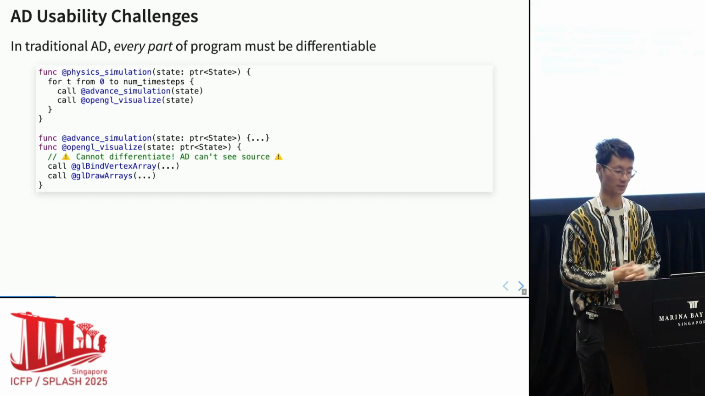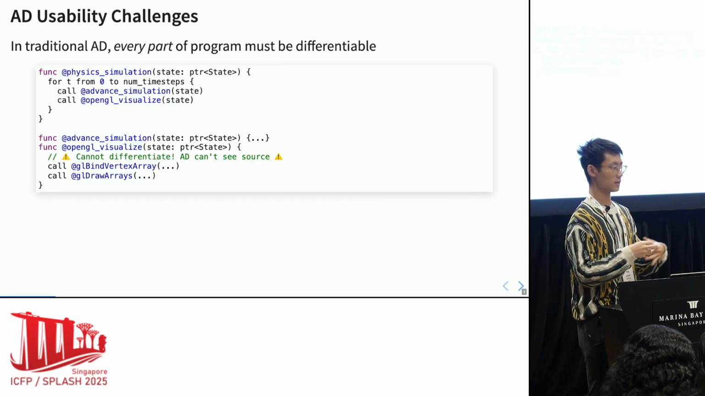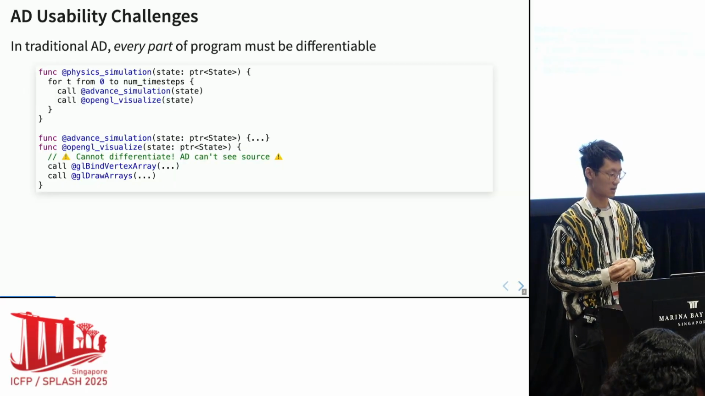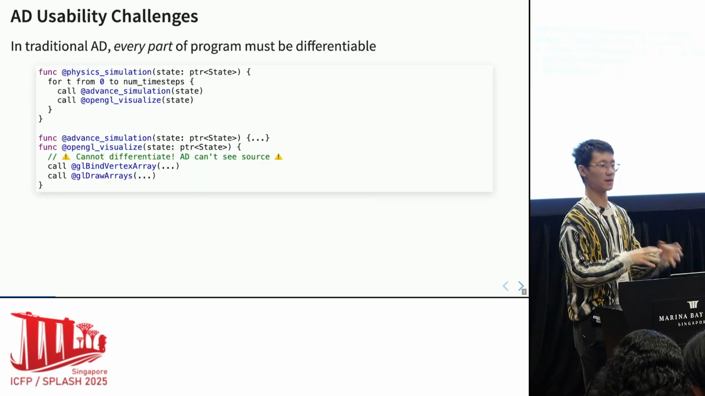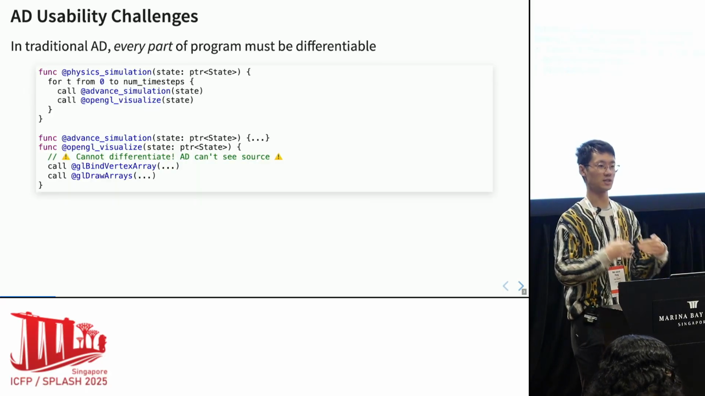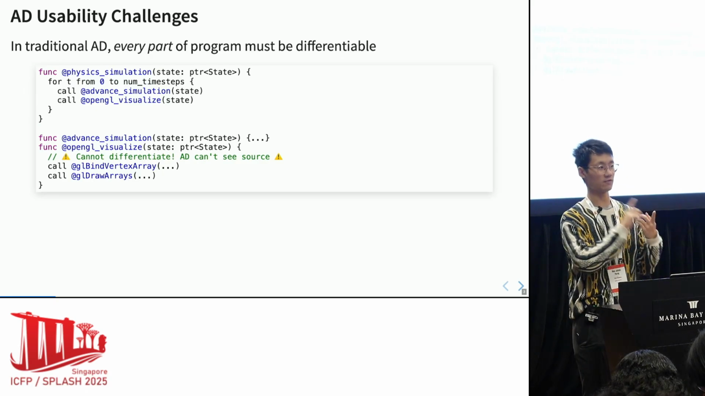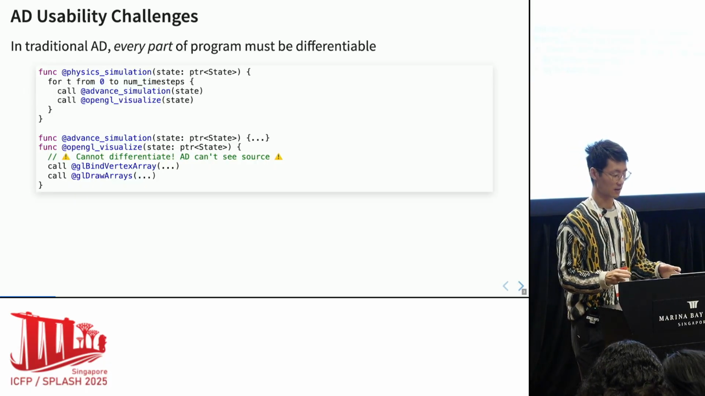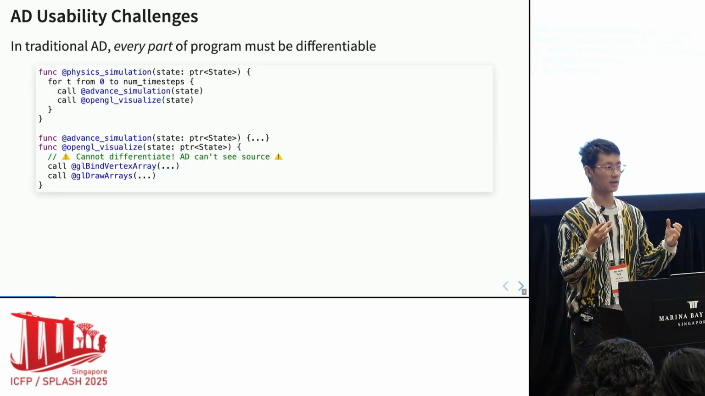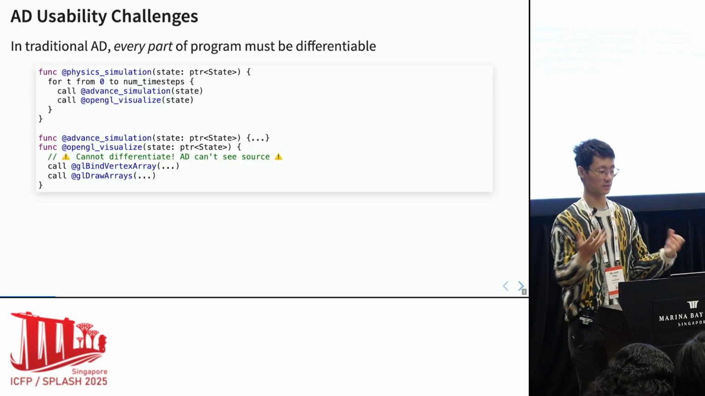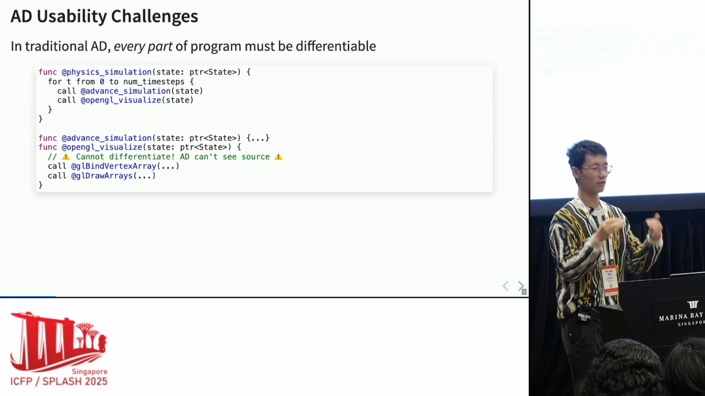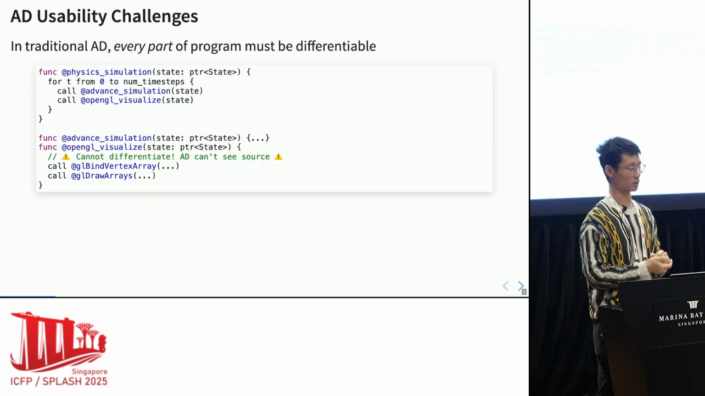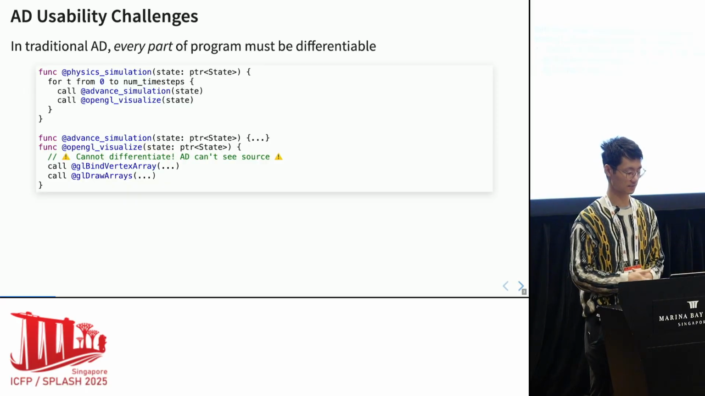Okay, so to talk about these usability challenges, traditionally, the wisdom is that in AD, every part of your program needs to be differentiable. So some pseudocode that describes the physics simulation from before is that you iterate through a bunch of time steps, and then at each point, you advance the simulation forward, and then you also visualize it by rendering it to the screen. However, you might see that an AD system, especially an AD system like Enzyme, might find that you have certain programs that you don't have registered derivatives for, at which point the system will crash because it says, I don't know how to differentiate this.